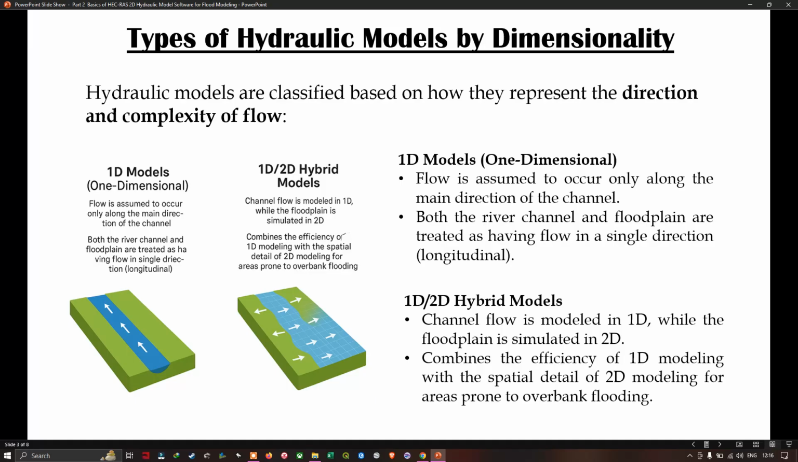As represented in this figure, that is the 1D model, followed by the second one, that is the 1D and 2D hybrid model. Here the channel flow is modeled in 1D while the floodplain is simulated in 2D. This 1D and 2D hybrid model combines the efficiency of 1D modeling with the spatial details of 2D modeling for areas prone to overbank flooding. The 1D and 2D hybrid models are represented in this figure here.